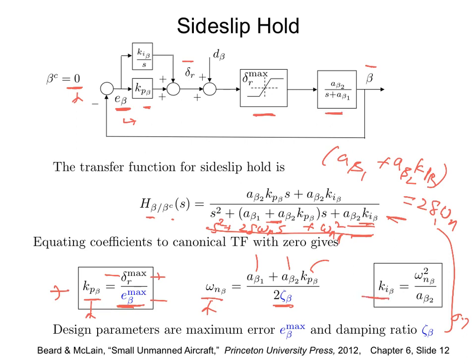And you can see if you put the final value here, the DC gain, putting s equals 0 in this transfer function makes it equal to 1. So this will be equal to 1 at s equals 0. That means your beta goes to beta commanded. So that's the idea here.